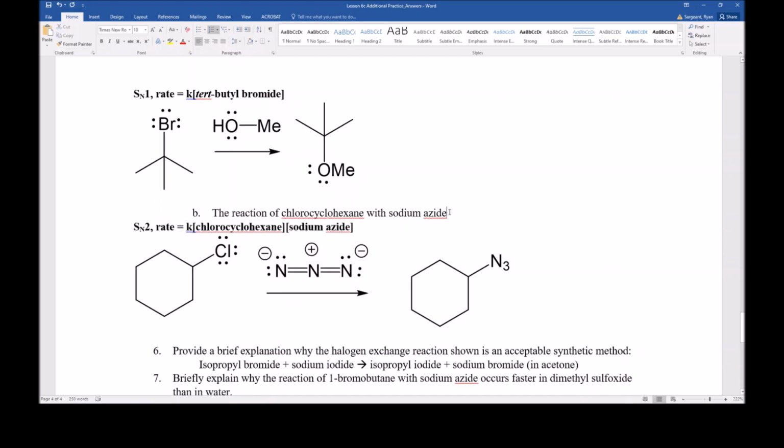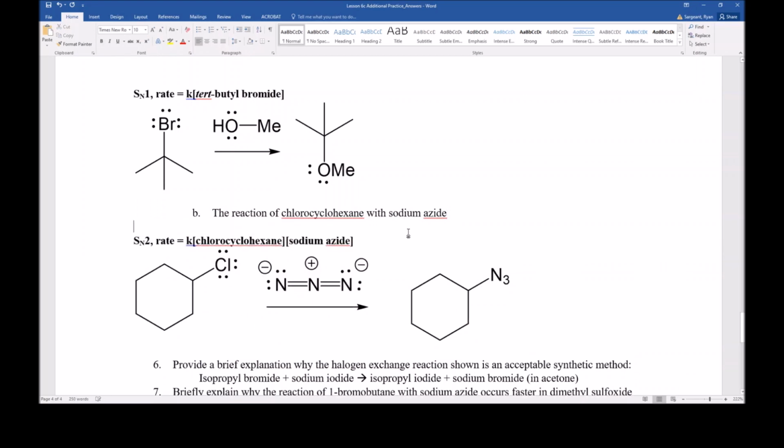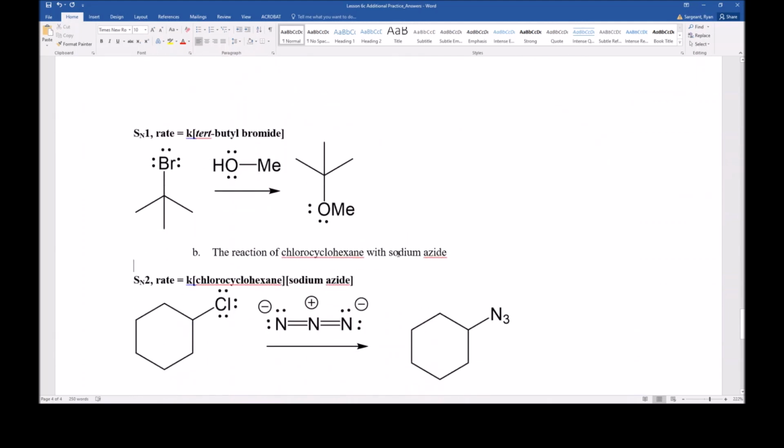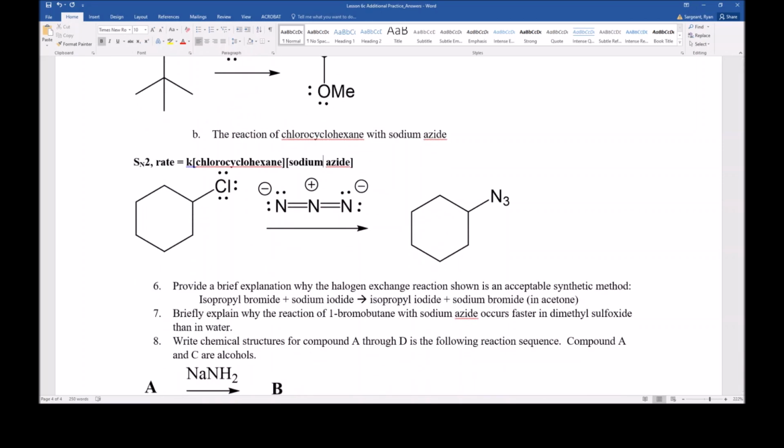So it's kind of a weird question to ask you to show the rate law, but if you know it's Sn1, then the rate law involves just a single compound. If it's Sn2, then the rate law should involve two separate compounds. That's what that question is getting at.